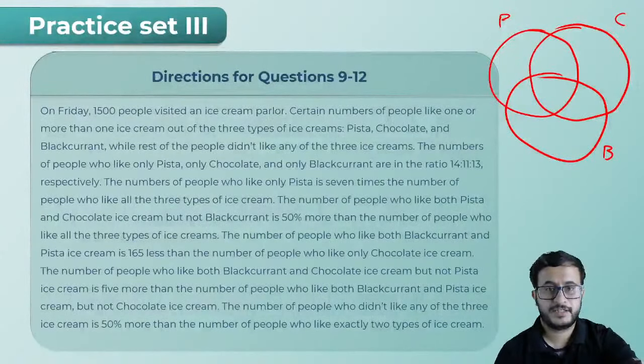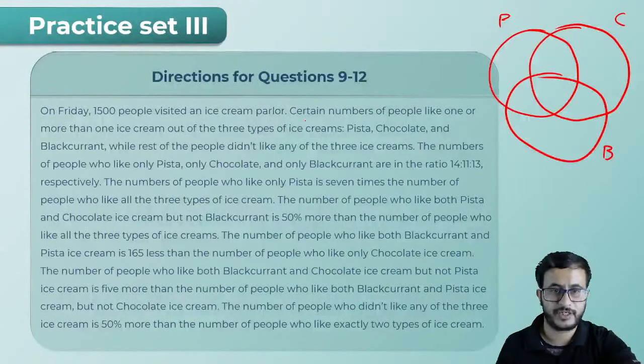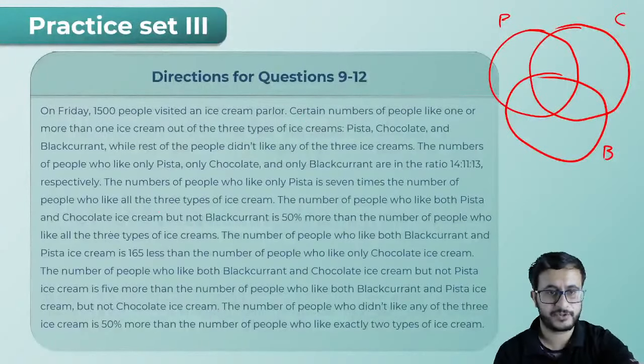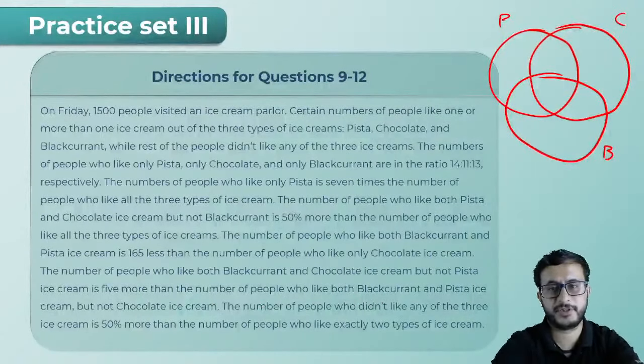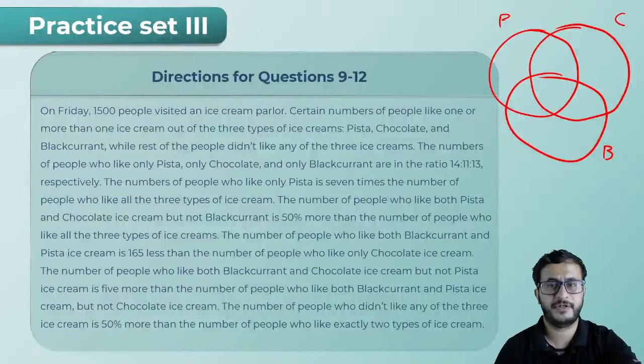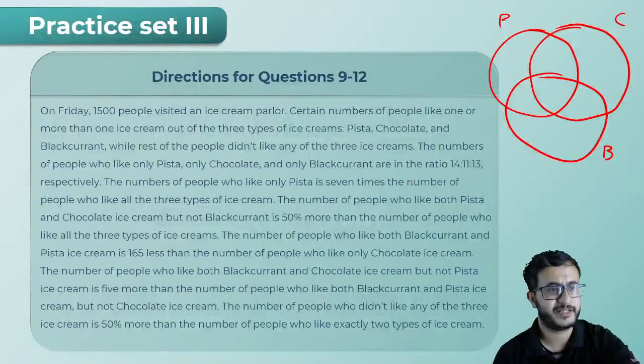So let us read these statements. We are not given any number as such, because if you see, 165 less than something else, we are not given that this is an absolute number. So we will go sequentially then. If some number was given, we would have filled that.